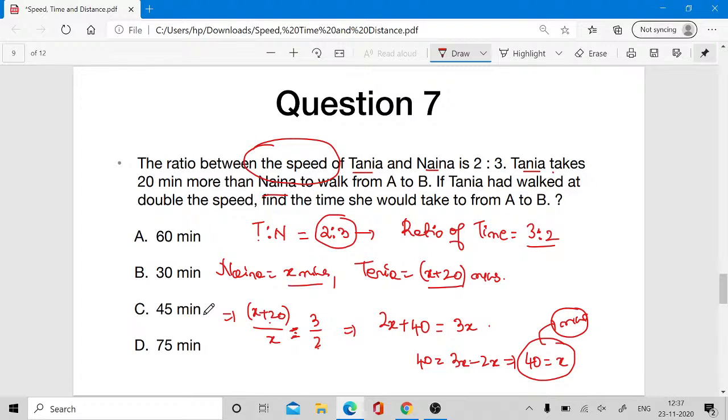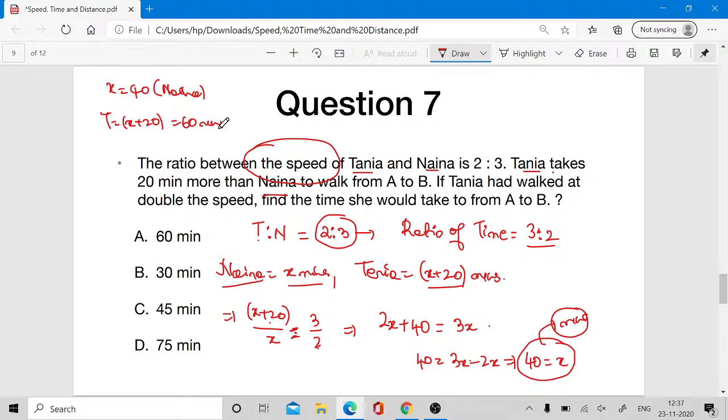But I have x is equal to 40 here. So what is x is equal to 40? X is equal to 40 will be the time of whom? That will be the time of Nana, right? So what will be Tanya's time? Tanya's will be x plus 20, which is 60 minutes.